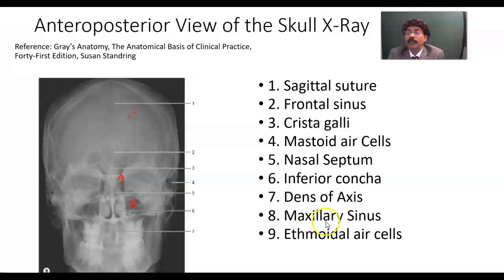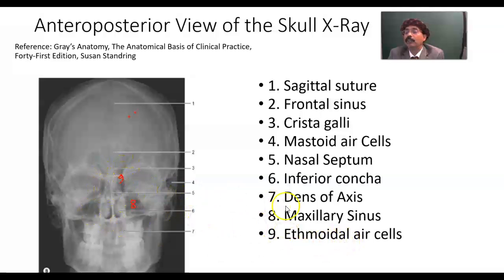Maxillary sinus, number 8 here. This is the area of the maxillary sinus, very much related to the teeth roots of the upper jaw. So teeth infection may go there, or sinus infection may go to the teeth. Both ways are possible. So this is another maxillary sinus. Ethmoidal air cells, we have multiple. They are present here, and they are also present here.